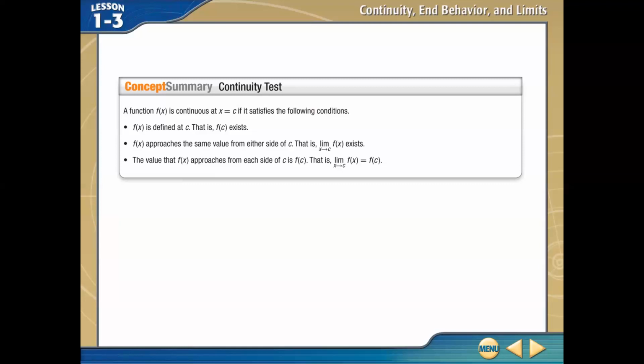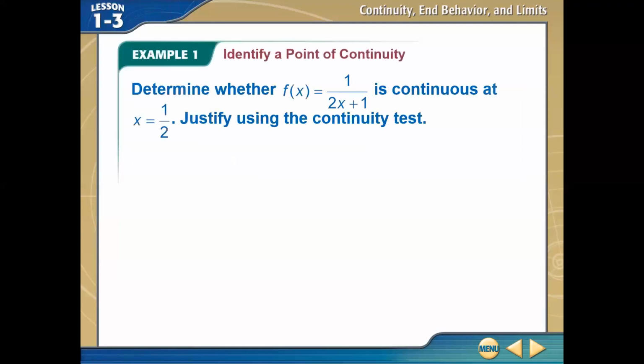We are going to be using it right here. Okay. Identify a point of continuity. Determine whether f of x is equal to 1 divided by the quantity 2x plus 1 is continuous at x equals 1/2. Justify using the continuity test.